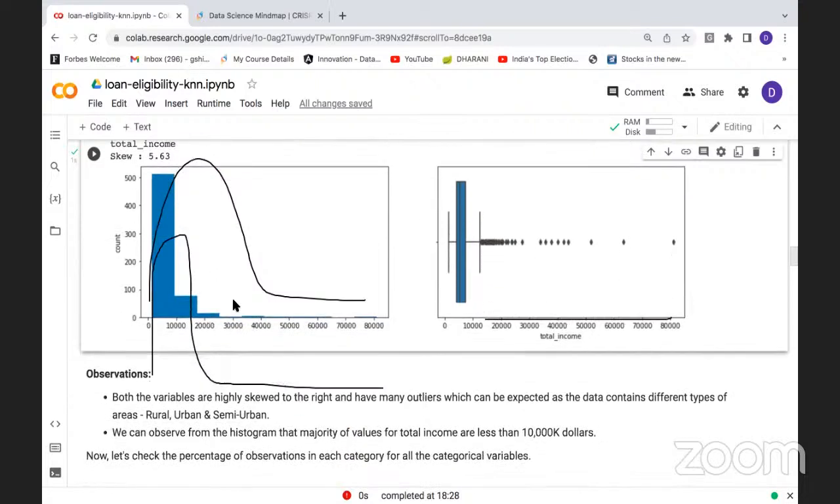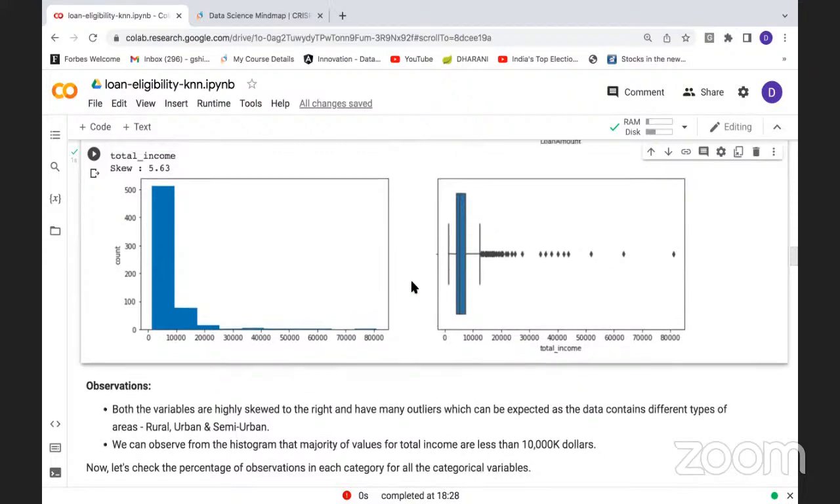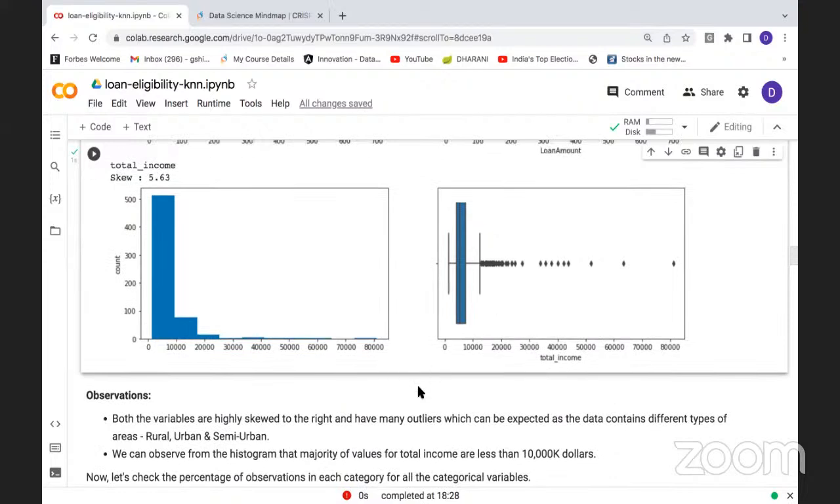So both the variables are having so many outliers on this side. The data contains different types of areas. People who are from rural, urban, semi-urban are applying for the loans. So we can observe that the majority of the values of the total income are less than $10,000.